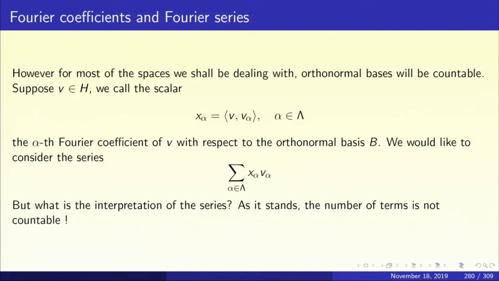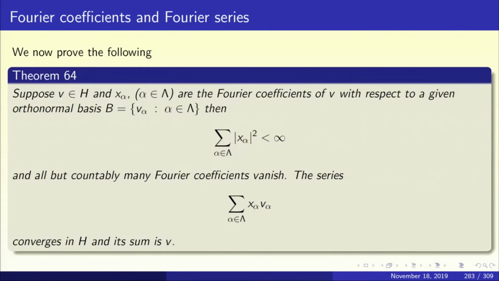Now, let us immediately apply this to our problem of assigning a meaning to this infinite sum sigma x alpha v alpha, alpha belongs to lambda. What we will do is prove that these scalar coefficients x alpha are 0 except for countably many indices alpha. In other words, this uncountable sum which is displayed collapses to a countable sum. Okay, so let us look at the Hilbert space setting now. We prove the following theorem.